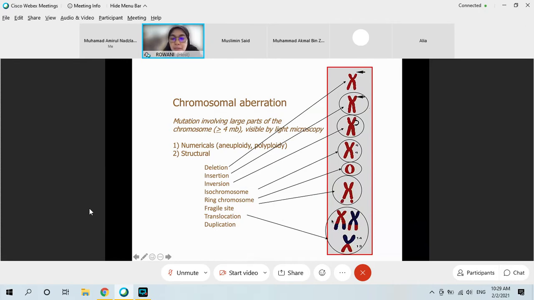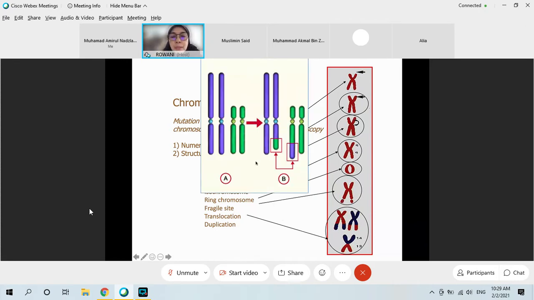Okay, and then you have translocation. Translocation happens in two ways. This is the first method. One part of the chromosome goes to another chromosome, and this part of the green chromosome goes to the purple chromosome. So they exchange chromosomal material between two chromosomes. So this is reciprocal translocation. Reciprocal, you give to each other.